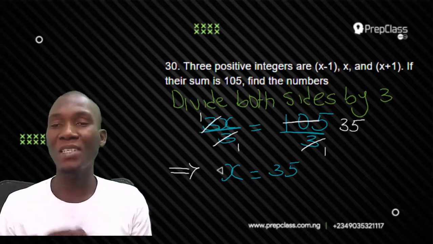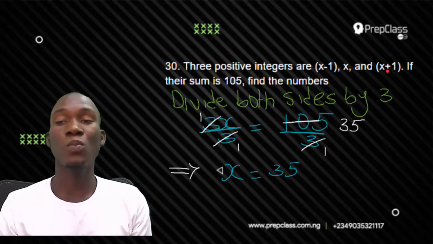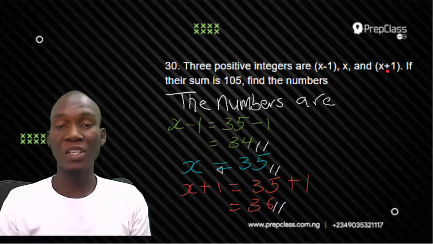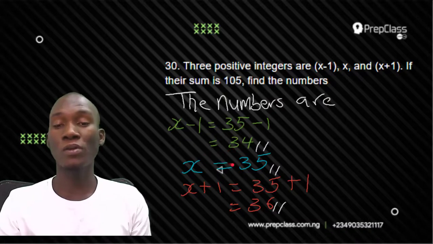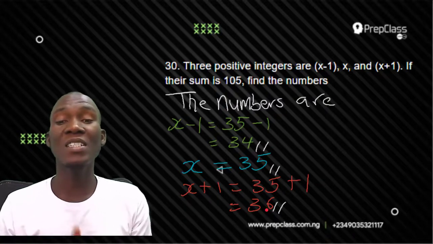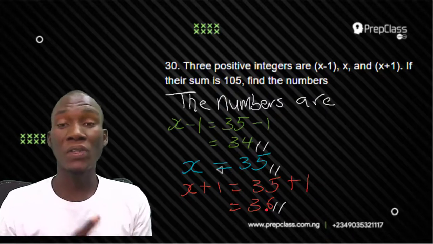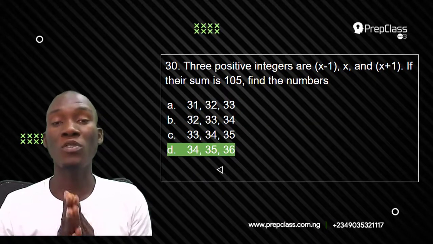But we are not just finding the value of x, we need to find the value of x minus 1, x, and x plus 1. Now, x minus 1 is going to be equals to 35 minus 1 because the value of x is 35, and that's giving us 34. Now, x is equals to 35. X plus 1 is equals to 35 plus 1, that is 36. So this means that the numbers are 34, 35, and 36. So the correct option is option D.